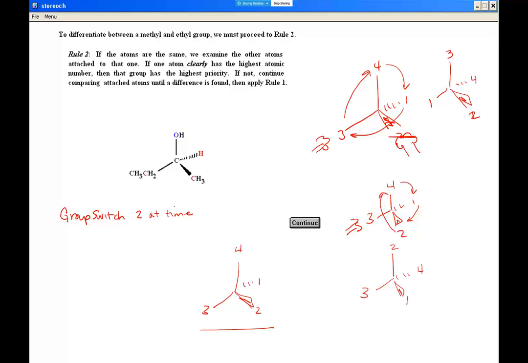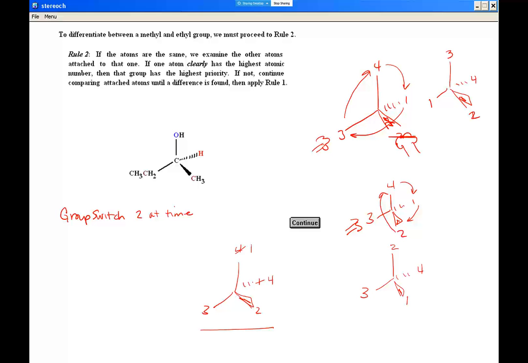What's my goal? My goal is to put four on the dashed wedge. So what should I switch? Switch one and four. So I'm going to switch one and four. So I just switched two groups. I just did one group switch. But here's the rules.